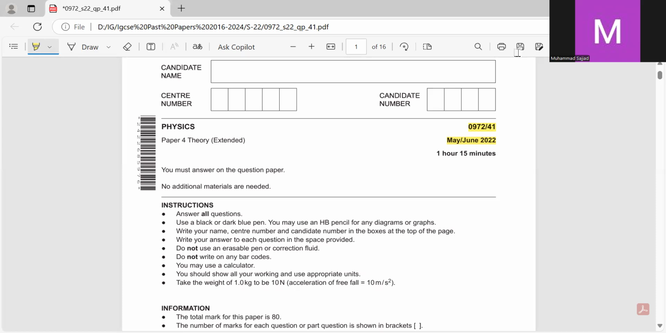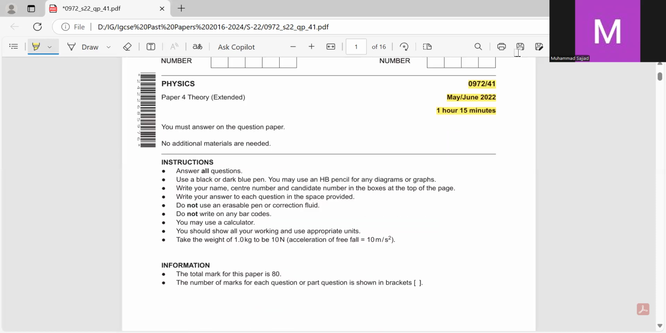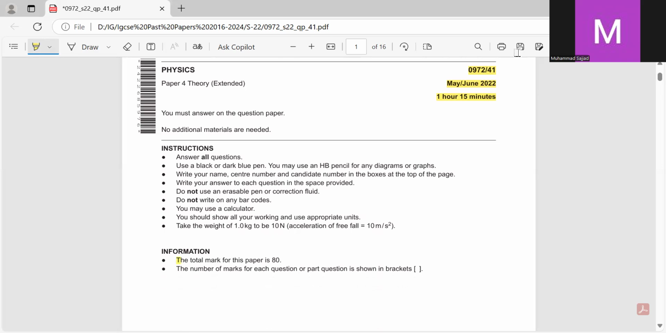As usual, the time allowed for this paper is 1 hour 15 minutes, which means 75 minutes. And an important thing is the total marks for the paper is 80. So it means we have less than 1 minute per mark. So while solving paper 4, we are always trying to finish it at high speed with accuracy. That is something which is needed.